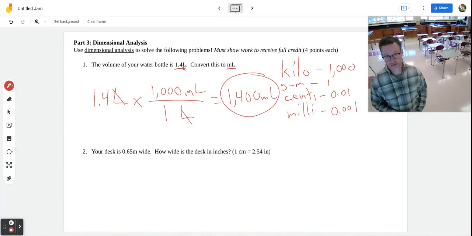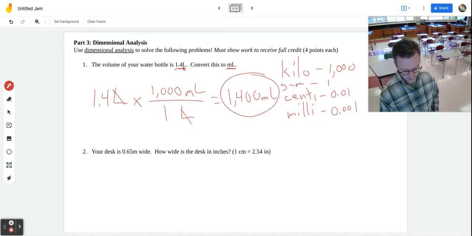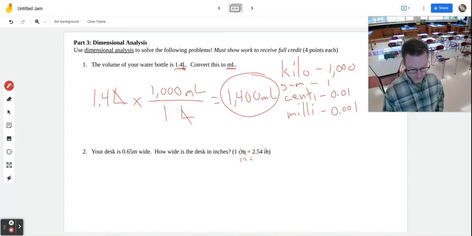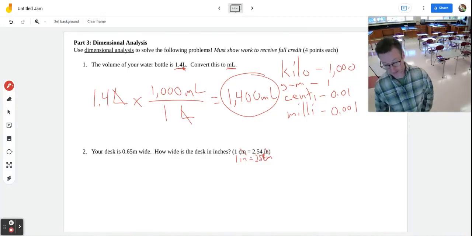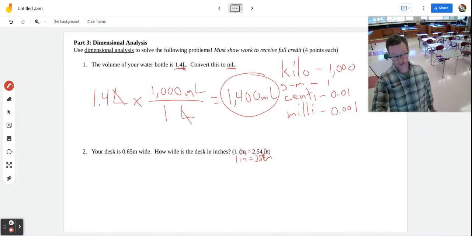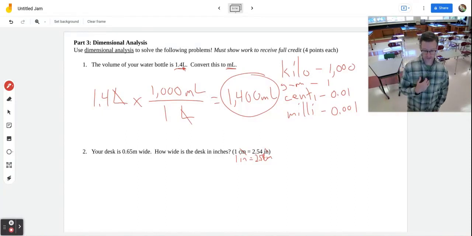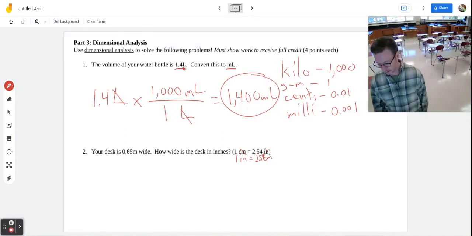If your desk is 0.65 meters wide, how wide is it in inches? And I apologize, there's actually a typo here. These are reversed. 1 inch equals 2.54 centimeters. So, again, I'll make sure that's correct on the test. And if you carried out the operation using the incorrect conversion, because that's the way it's written, I gave it to you that way. Again, show your work so I know where the error came from. In this case, it came from a typo that I didn't catch.